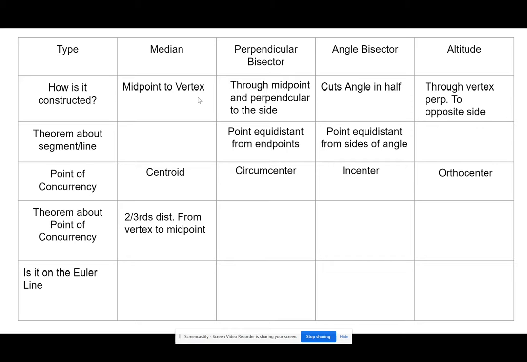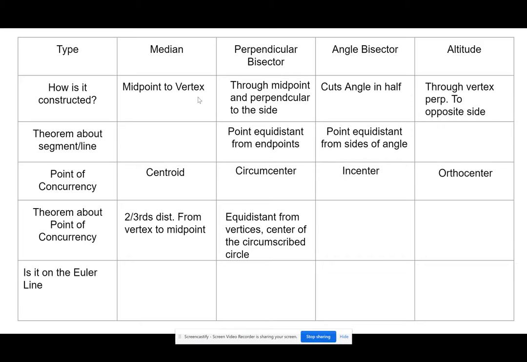All right, perpendicular bisector, if you remember, the points are equidistant from the endpoints. Well, the endpoints of our segments are actually the vertices of the triangle. So the circumcenter is equidistant from the vertices of the triangle. And then we have a circle called the circumscribed circle of the triangle that goes through those vertices. It turns out that the circumcenter gives you the center of the circumscribed circle.